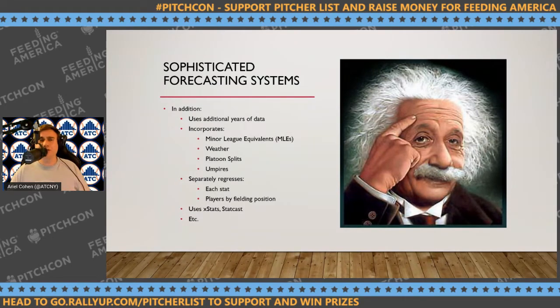Use additional years of data, not just three. Use minor league equivalents to represent what they did in the minors. Platoon splits. You do separate regressions by each stat, maybe by each fielding position, not just the general overall. Use xStats, break things down into components. Statcast data, right? Incorporate exit velocity and barrels and everything. If you're a sophisticated projection system, you're going to do that as well.